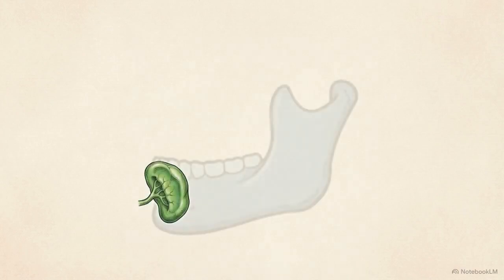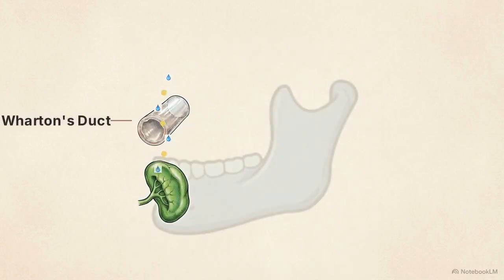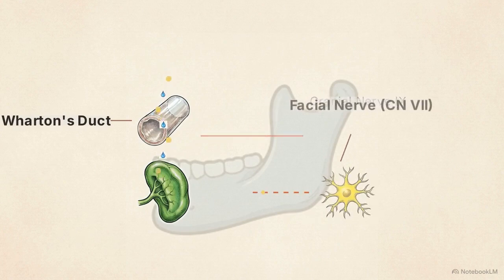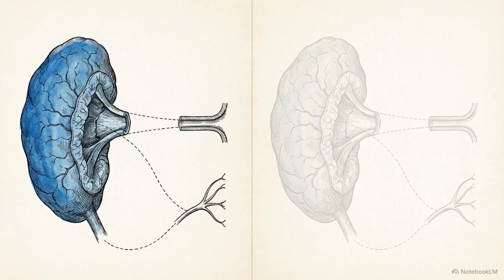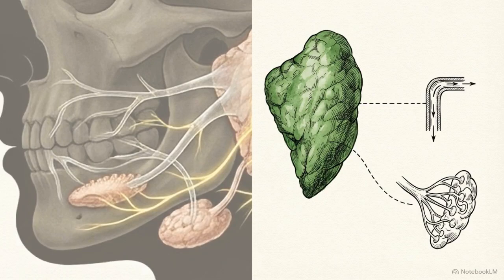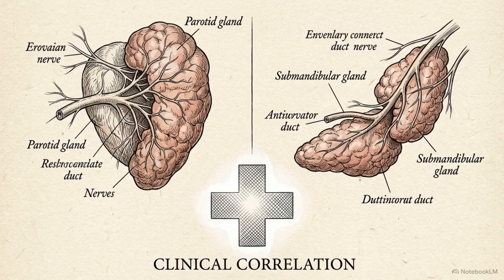This high-volume, mixed secretion travels up to the floor of the mouth through its own dedicated channel, explicitly named Wharton's duct. And instead of cranial nerve 9, it receives its neural supply from the facial nerve, specifically routing through the chorda tympani branch. Memorizing these distinct structural pairs, Stenson's duct and cranial nerve 9 for the parotid, versus Wharton's duct and the facial nerve for the submandibular, is the foundational step for accurately diagnosing localized facial pain and swelling.